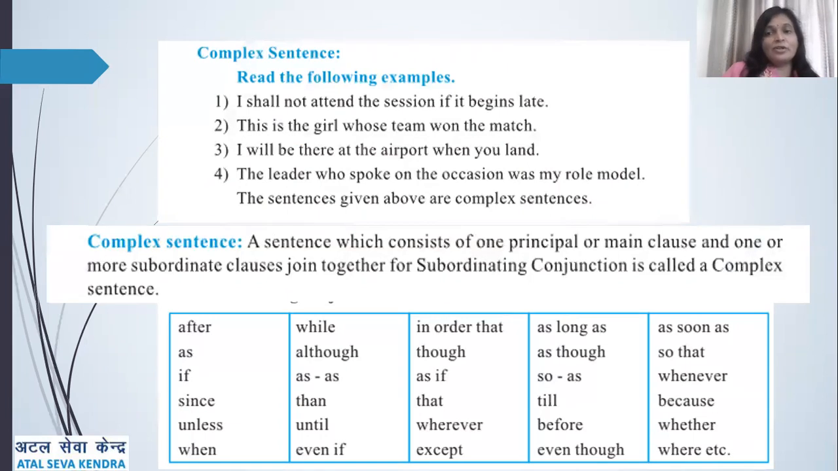A complex sentence consists of one principal or main clause and one or more subordinate clauses. And here remember, they are joined together by subordinating conjunctions: after, while, in order that, as long as, as soon as, if, since, unless, though, until, that, till, because, before, whether. So many subordinating conjunctions are there. It is an exhaustive list. Kindly make a list of all the subordinating conjunctions. That will again help you to identify a complex sentence.